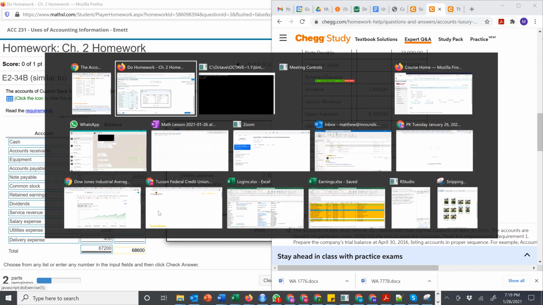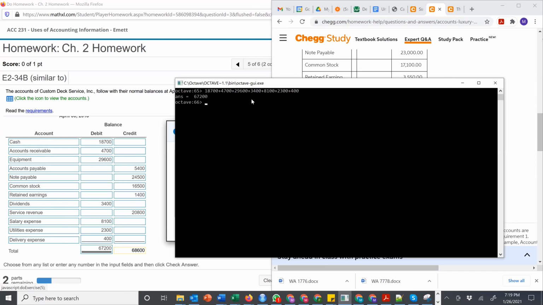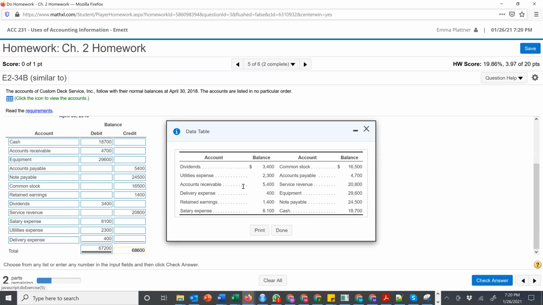So 18, 7,000, 4,700, 29,600, 3,400, 8,100, 2,300, 400. So I get 68,600 like you just said, but on the left I don't get that. All right, so we have some options. I can check answer twice and move on to the next part, or we can try to figure out where the bug is. What would you like to do?